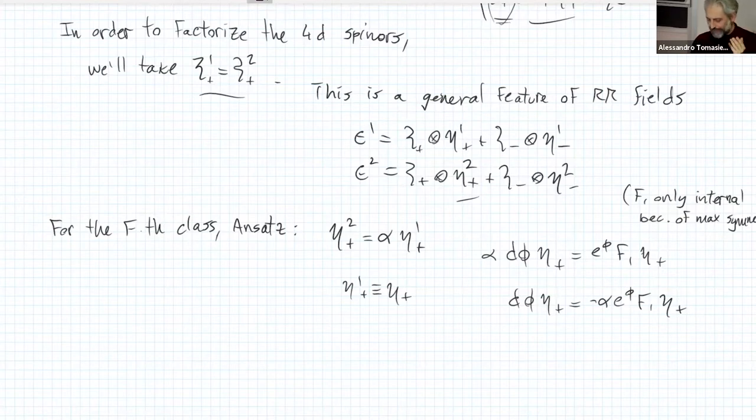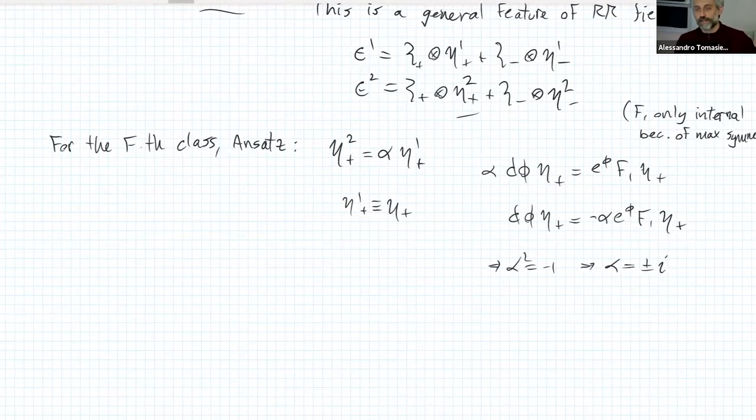So you can either have no alpha and then keep eta 1 and eta 2, or if you put the alpha, you only have one of the two. By comparing these two, you'll see that alpha squared is minus 1. And so alpha is plus or minus i.